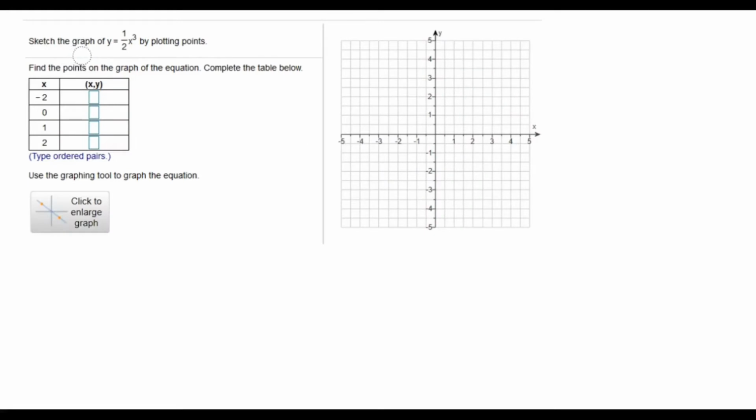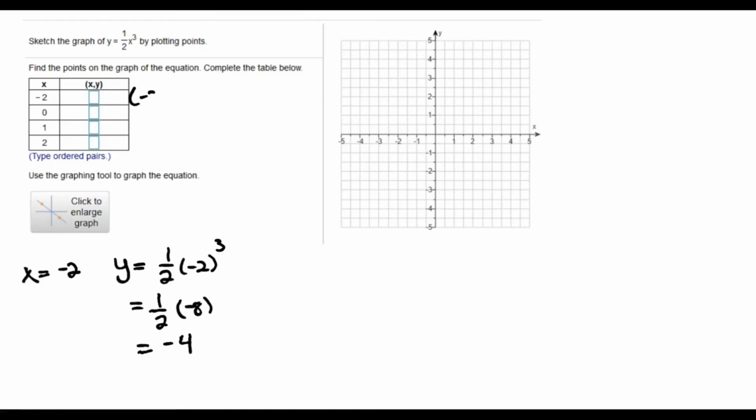In this example, we're going to sketch the graph of y equals 1/2 x cubed by plotting points. And we've been given some points to plot here. We've been given the x's. We want to find the ordered pairs for those x's. So if x is equal to negative 2, y is going to be equal to 1/2 times negative 2 cubed, 1/2 times negative 8, and that works out to be negative 4. So we would write the ordered pair negative 2, negative 4.